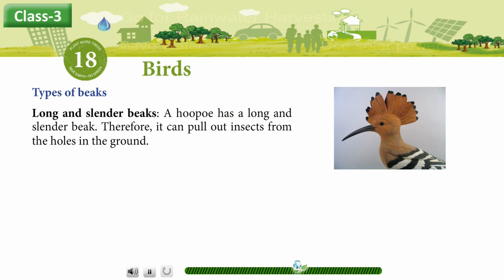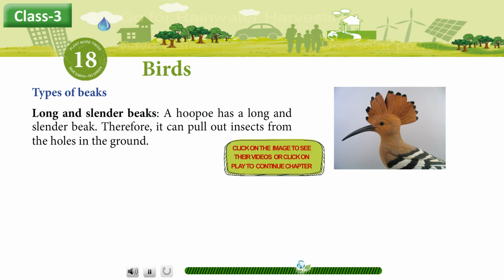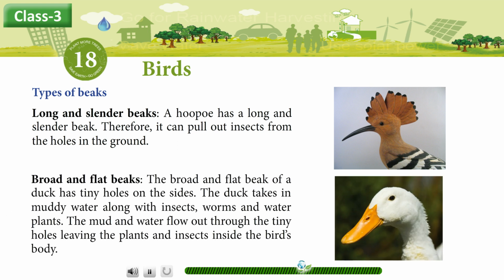Long and slender beaks. A hoopoe has a long and slender beak. Therefore, it can pull out insects from the holes in the ground. Broad and flat beaks. The broad and flat beak of a duck has tiny holes in the sides. The duck takes in muddy water along with insects, worms, and water plants. The mud and water flow out through the tiny holes, leaving the plants and insects inside the bird's body.